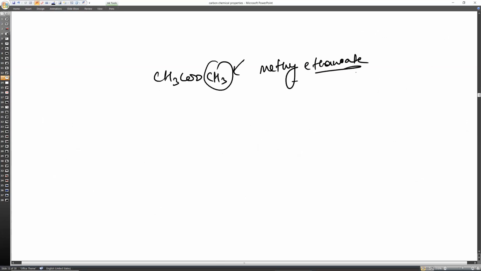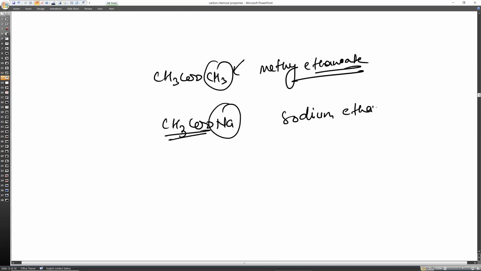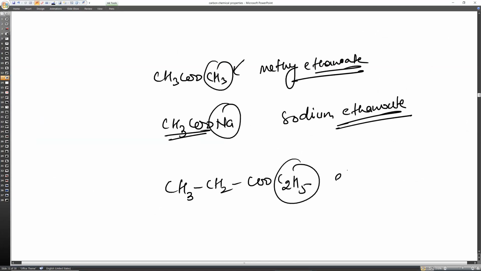If it is CH3 COONa, then it is sodium first, and then the name of this one is ethanoate. If it is like CH3 CH2 COO and then C2H5, then it is ethyl for 2 carbons, and now it is not ethanoate, it is propanoate because there are 3 carbons here. So it would be ethyl propanoate.